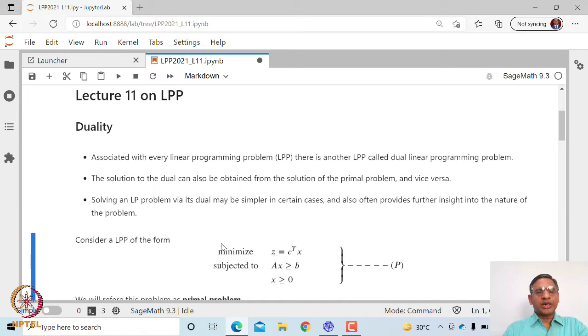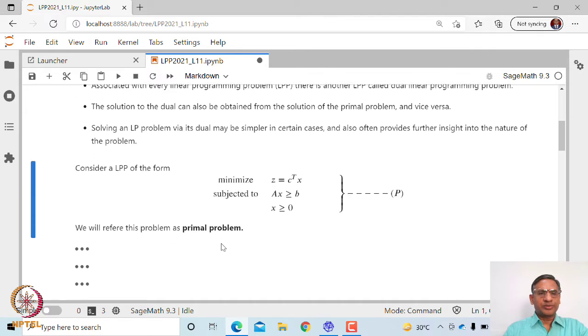Now let us look at how we are going to write the dual of a linear programming problem. For this purpose, we will consider our standard problem, a minimization type: minimize z = c transpose x, subject to the constraints Ax ≥ b and x non-negative. We will call this problem the primal problem, and we are going to write its dual. We know that any linear programming problem can be converted into this form, and therefore we can always write the dual of any linear programming problem.